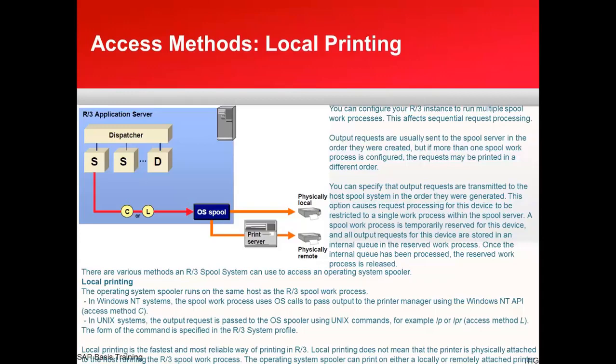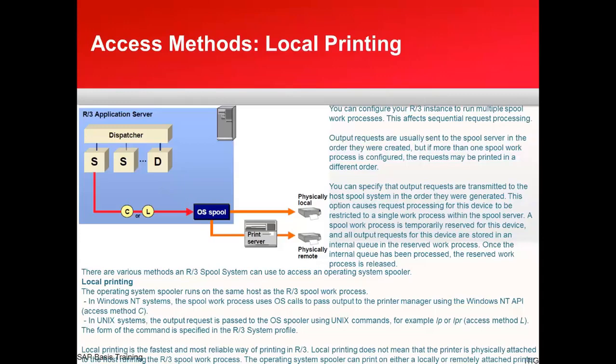There are various methods the SAP spool system can use to access an operating system spooler. In local printing, the operating system spooler runs on the same host as the spool work process. So here you can see that the spool work process is running on the same OS.